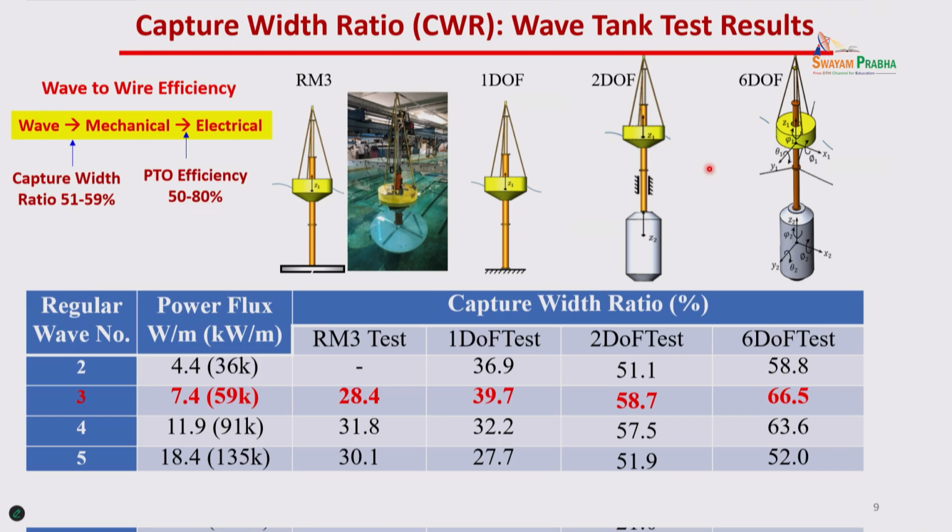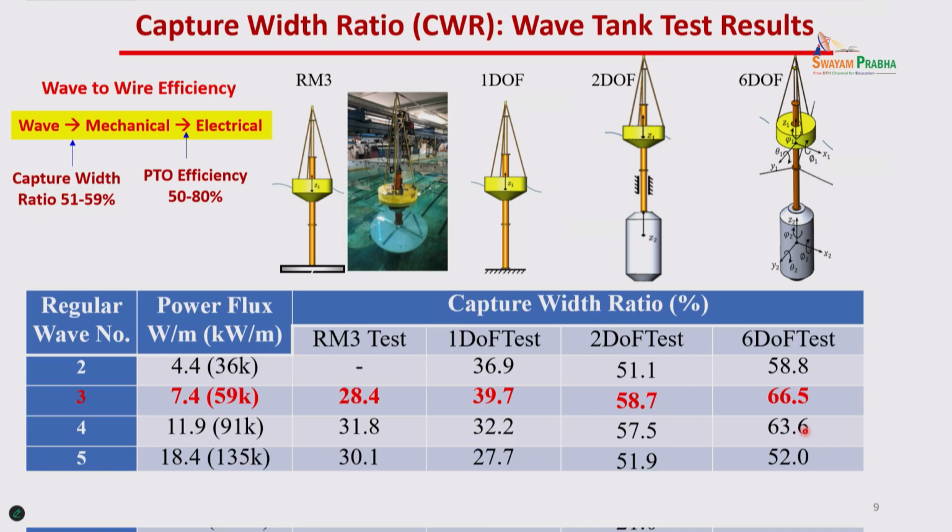As you can see, the capture width ratio differs by structure. A two-body system has about 60%, the reference model is 28%, and a single body is 40%. This depends on the wave input. Here the wave flux for the scaled model is 7.5 watts per meter, corresponding to about 60 kilowatts at full scale. So if the input condition changes, the efficiency changes.